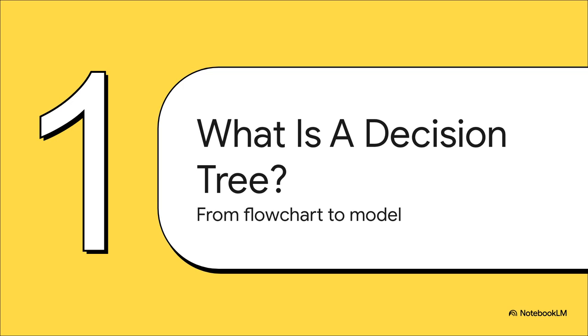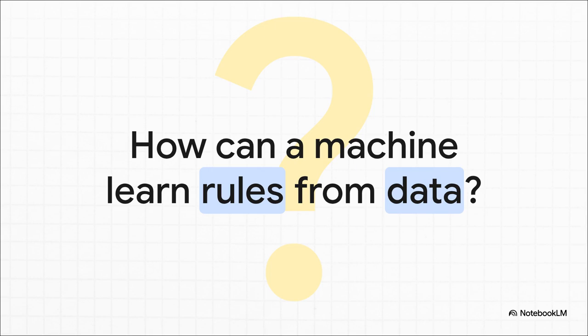At its core, a decision tree is something you already understand, even if you don't know it yet. So, the whole idea behind a decision tree is to answer this one big question. How can we get a machine to figure out a set of rules all by itself, just by looking at examples, instead of us having to code every single if this then that statement by hand?